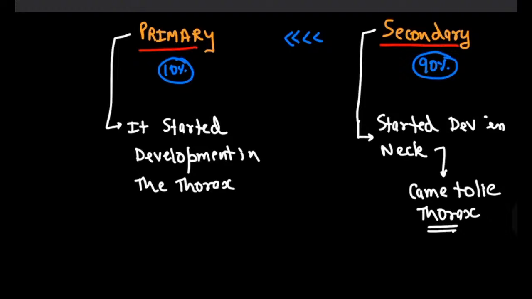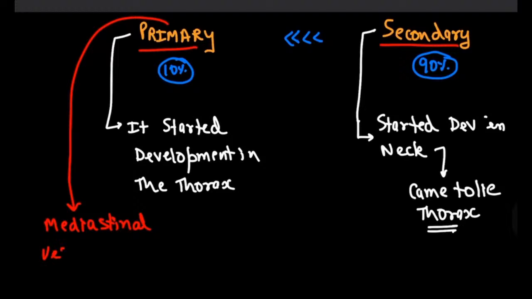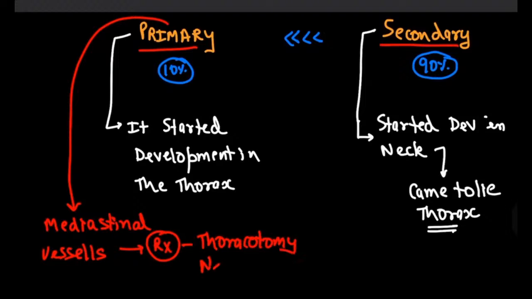Now the point is, why do you want to know this? Why do you want to distinguish between these? Because the primary retrosternal goiter will have mediastinal vessels supplying it, and because of this, for the treatment you will have to go in for a thoracotomy. Okay, so thoracotomy will be needed in the treatment of the primary retrosternal goiter.